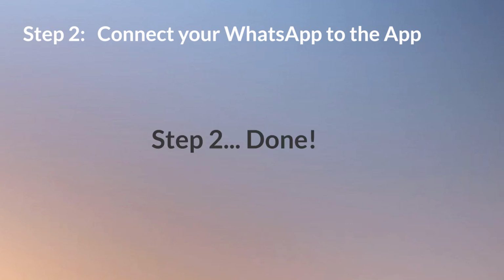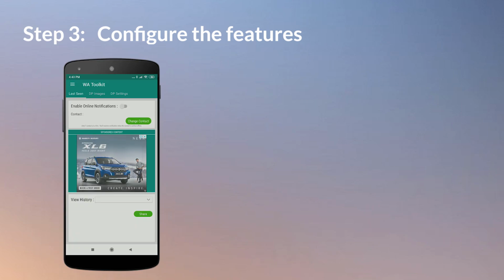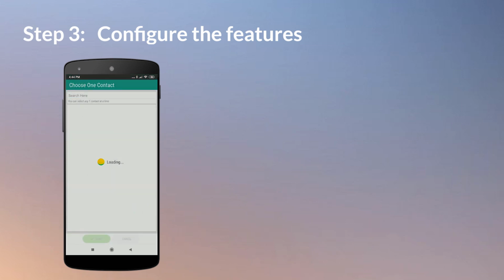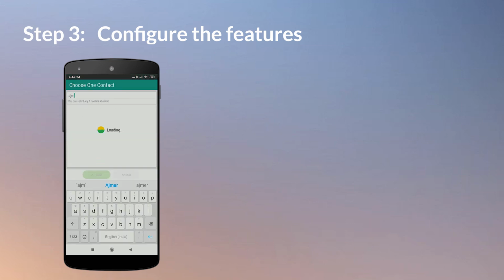Moving on to the step 3. In step 3 we have to configure the settings for running the application features. Firstly, we can set up tracking a WhatsApp contact. Toggle this switch to enable the online notification for a contact. Now select a contact. Here I am selecting my friend Ajmal and clicking done.